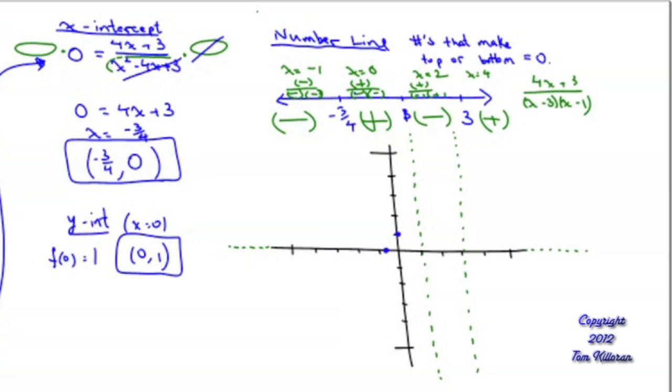I think that's all the points we have. We don't have it all: -3/4, 0, 0, 1, 0, 1. The rest of the graph is going to come from above and below, and realizing that the graph is going to be pulled into these asymptotes like magnets.